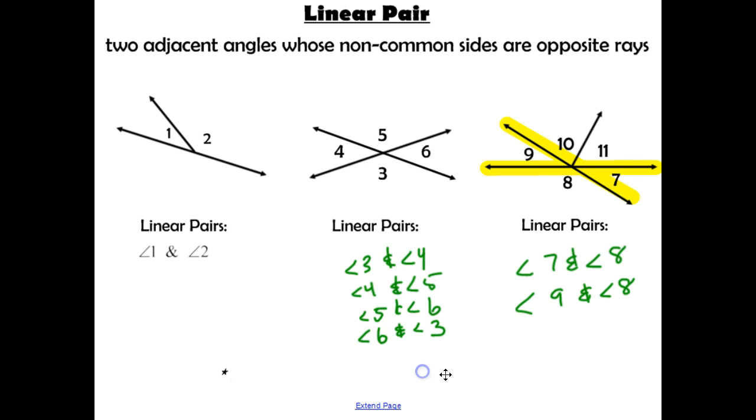Now the other thing we need to note is that linear pairs are always supplementary. So every linear pair is going to add up to 180 degrees. Angle 1 plus 2 is 180, 3 and 4, 4 and 5, so on and so forth.